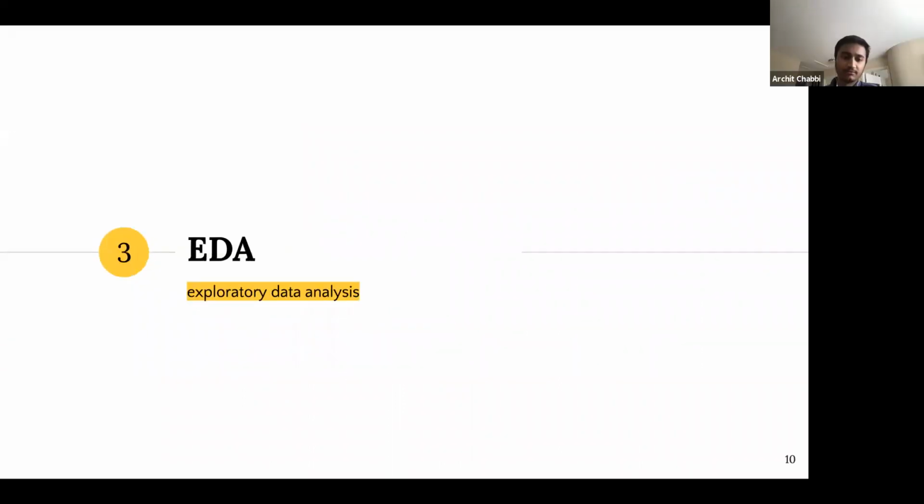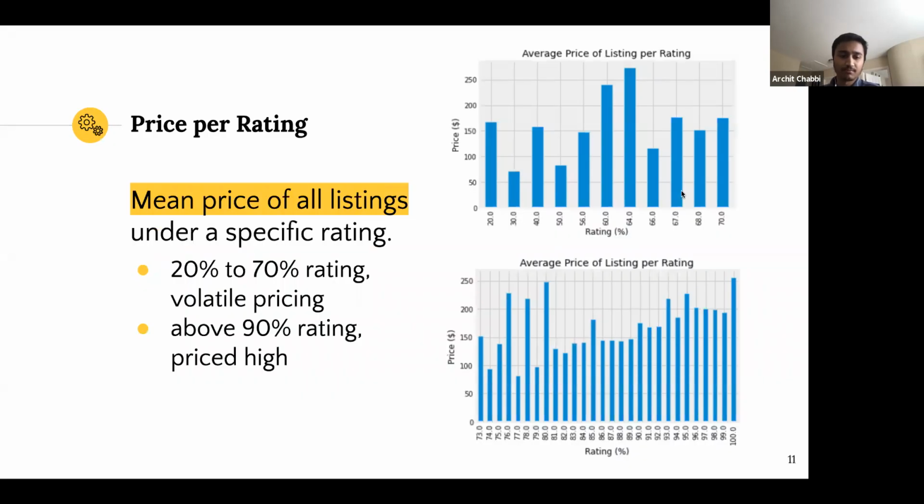In order to gain further insight into trends in our data, we performed an exploratory data analysis. We first started by seeing if there was a trend between the review rating of an Airbnb and its listed price. Since there were many Airbnb listings for a given review rating, we averaged the prices of all listings under a specific rating so that one review rating corresponds with a single price.